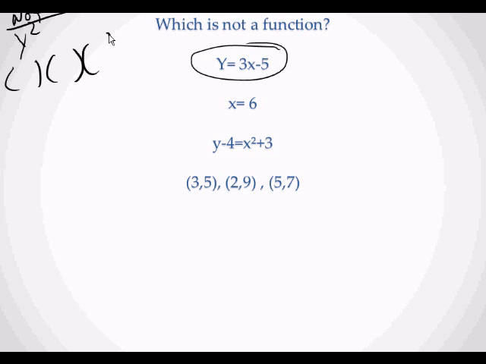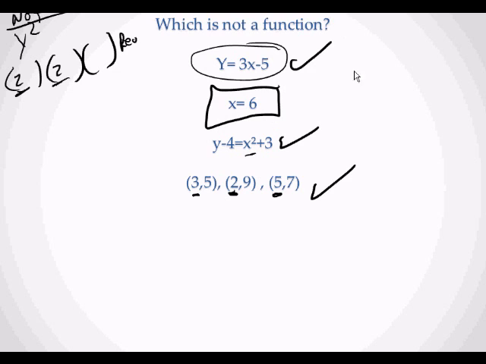If we had a y squared, so I'm going to put not a function. I don't see a y squared in any of these. If we had a repeating x, like if I had a 2 and a 2, if I have a repeating x, that's not a function. Do you see down here? I do not have a repeating x. So that has nothing to do with it.